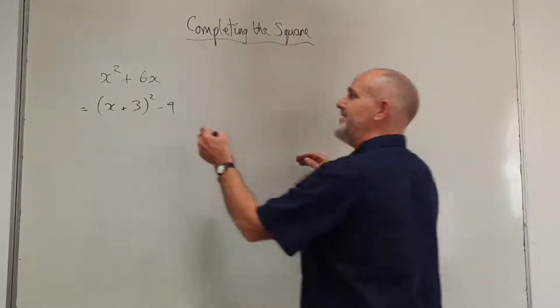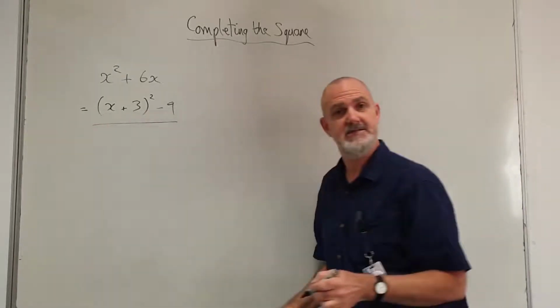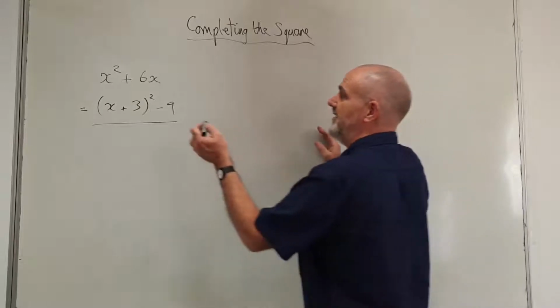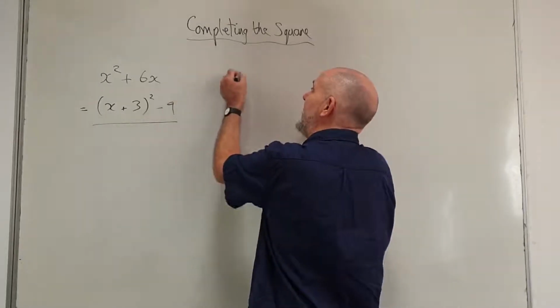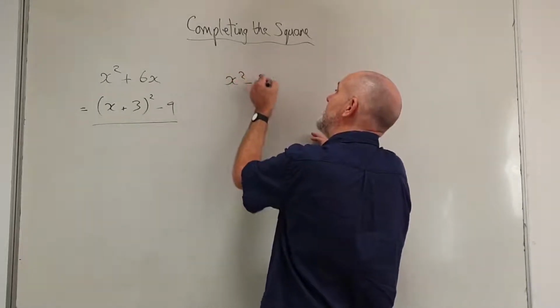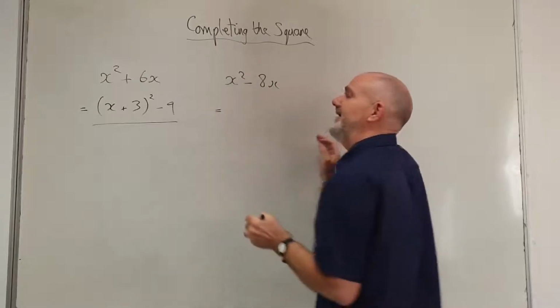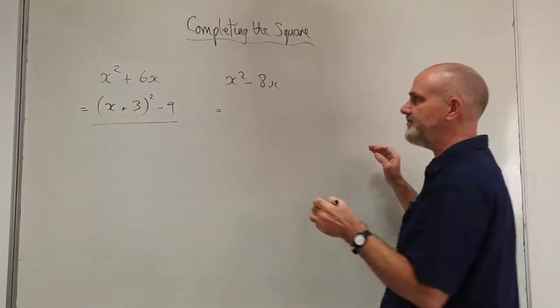Right, so that's completing the square, and that's everything you need to know. So let's just have a look. What would we have if we had x squared minus 8x? What would that be? Have a think about it.